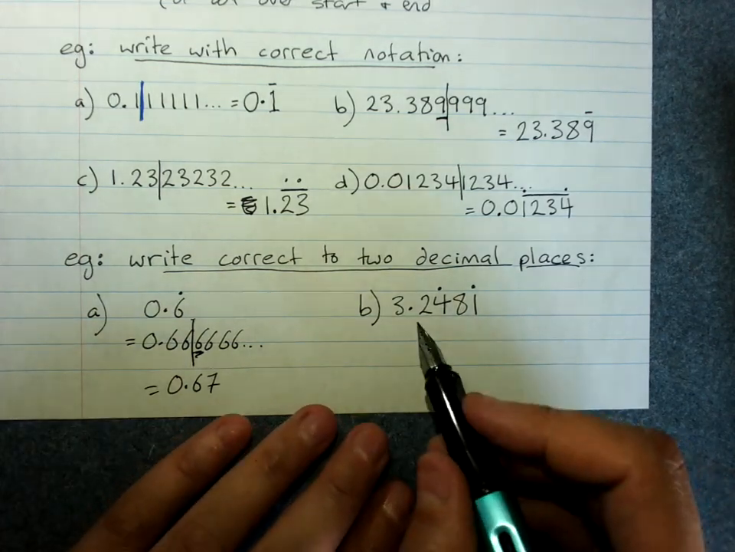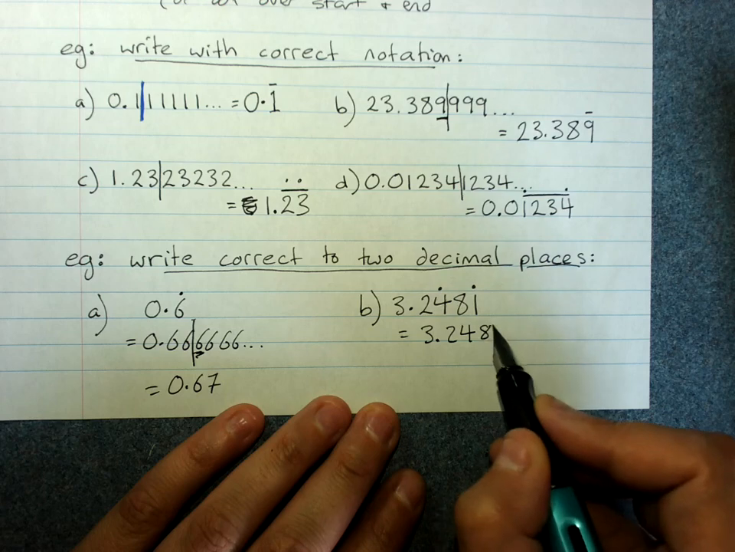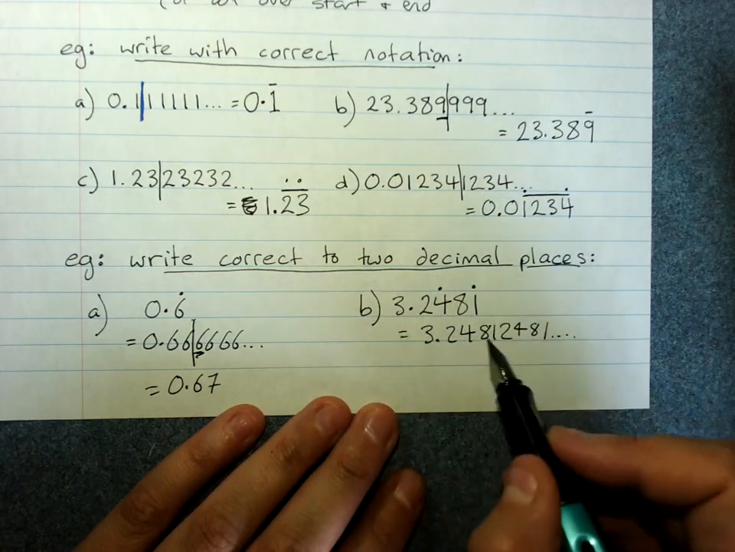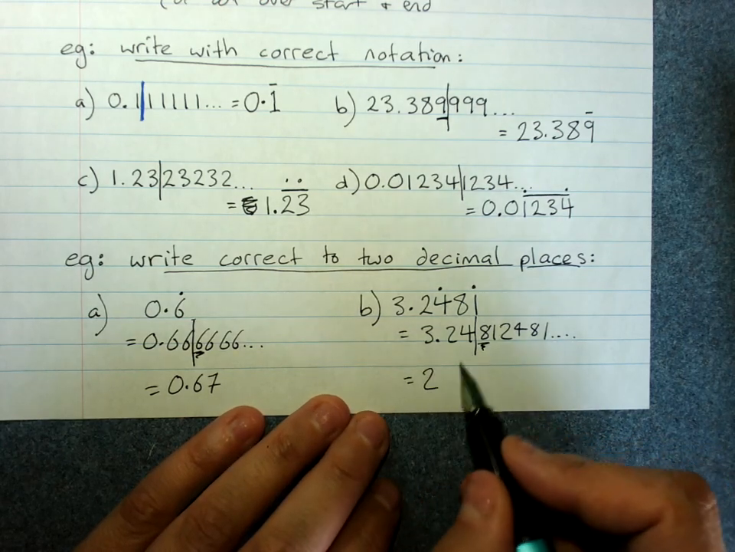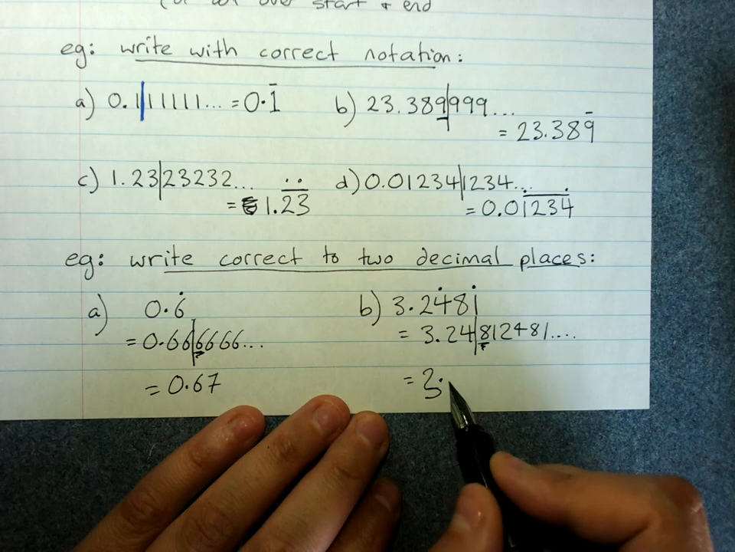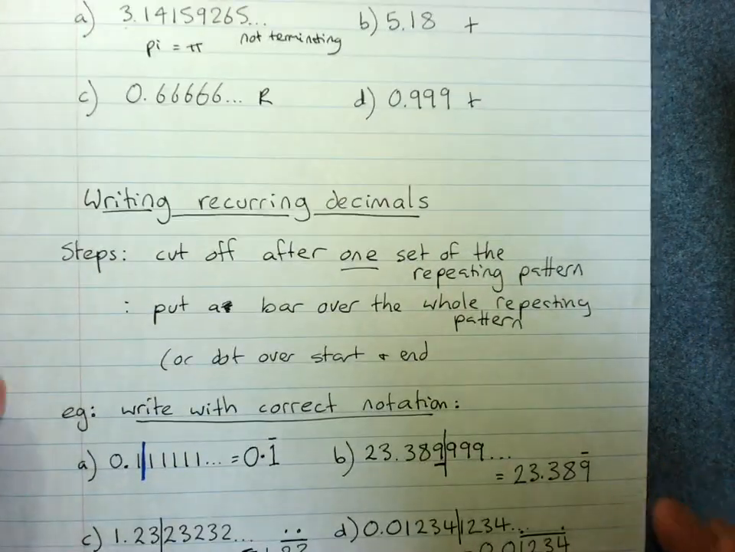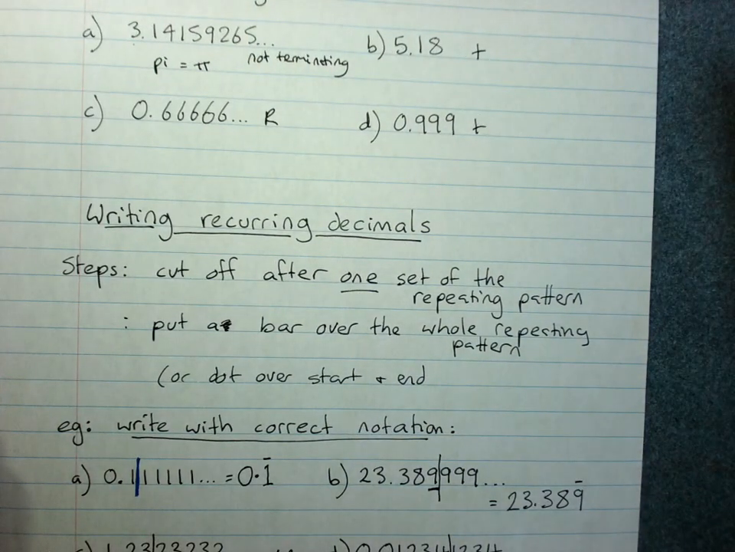To write this one correct to 2 decimal places, that's 3.24812481, etc. Cut it off after 2 decimal places. Look at the critical digit. Yes, I have to round to 3.25. So a long video there, I'm sorry, but we've gone through quite a lot in the way of decimals and different types.